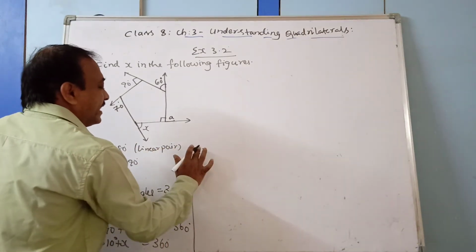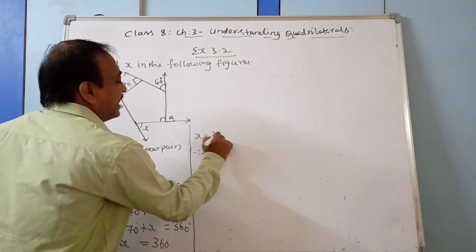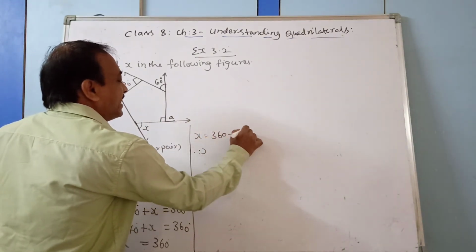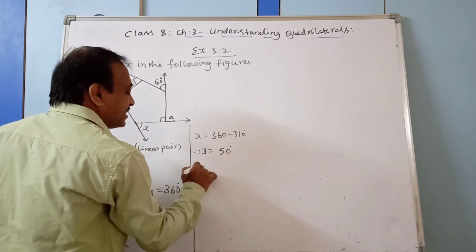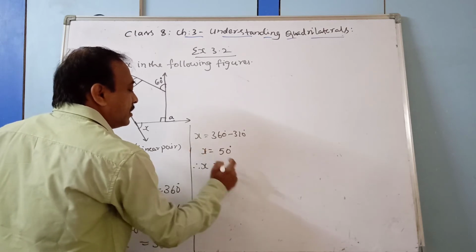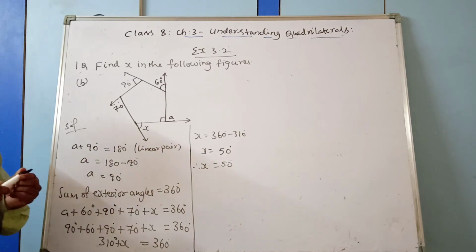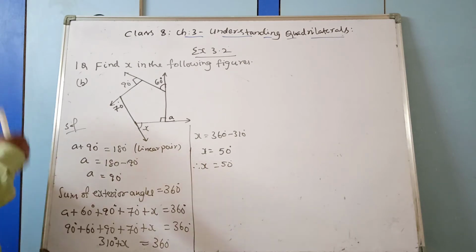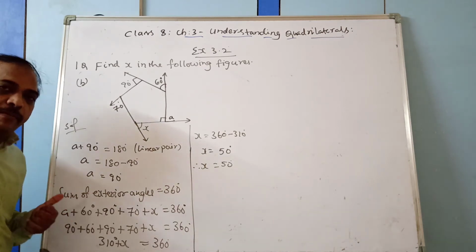Therefore x is equal to, transposing, 360 minus 310, which is equal to 50 degrees. Therefore x is equal to 50 degrees. How to calculate? By using the exterior angle property. What is exterior angle? It may be any polygon, the sum of the exterior angles will be equal to 360 degrees. Is it clear? Yes. Clear? Next.